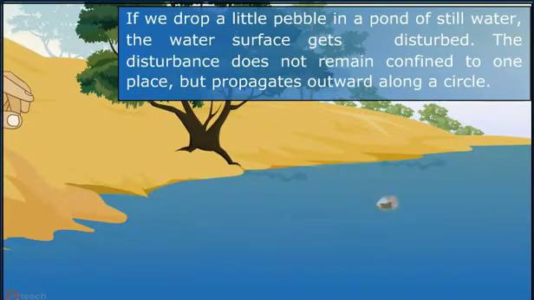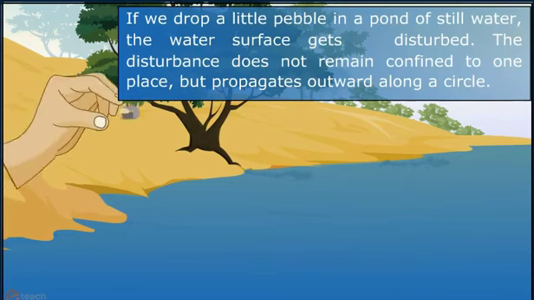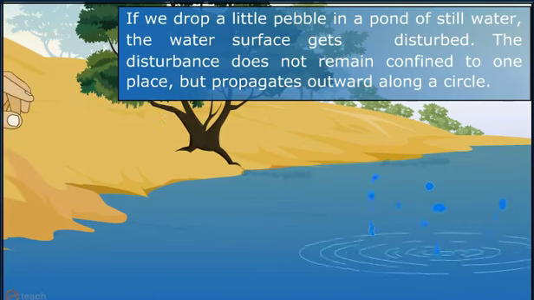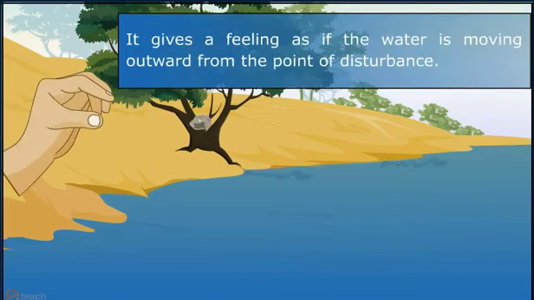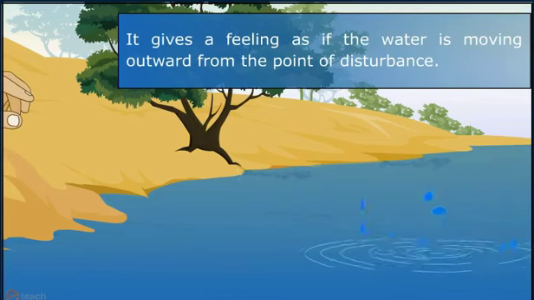If we drop a little pebble in a pond of still water, the water surface gets disturbed. The disturbance does not remain confined to one place, but propagates outward along a circle. If we continue dropping pebbles in the pond, we see circles rapidly moving outward from the point where the water surface is disturbed. It gives a feeling as if the water is moving outward from the point of disturbance.